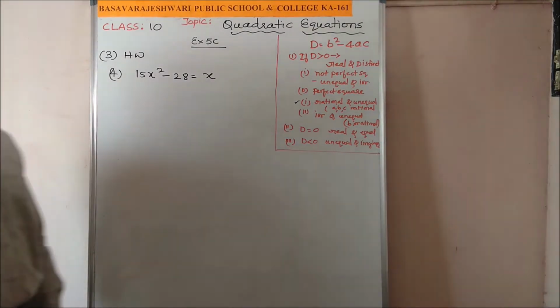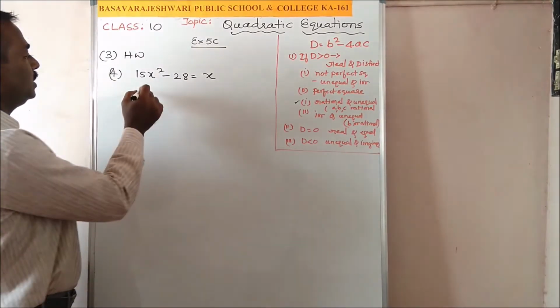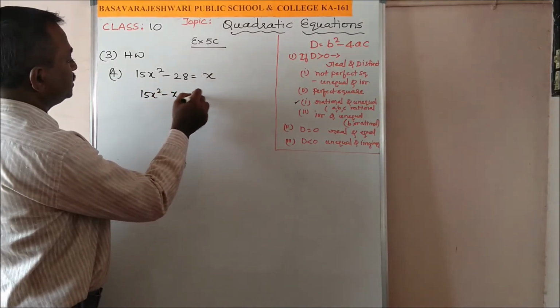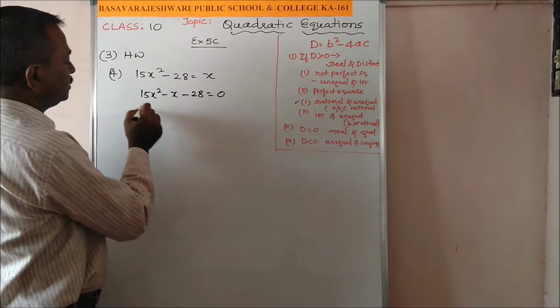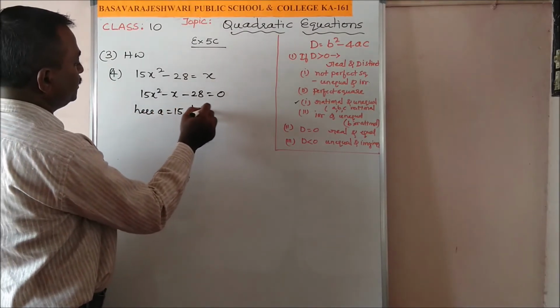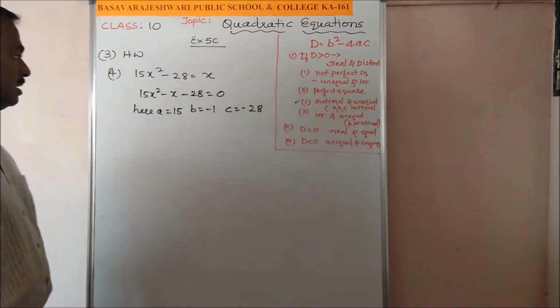So next question is 15x² − 28 = x. Bring into standard form: 15x² − x − 28 = 0. Here a = 15, b = −1, c = −28.